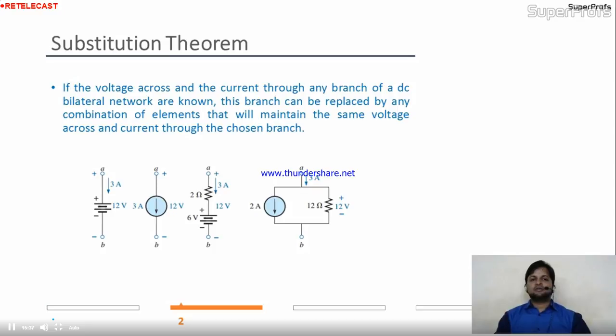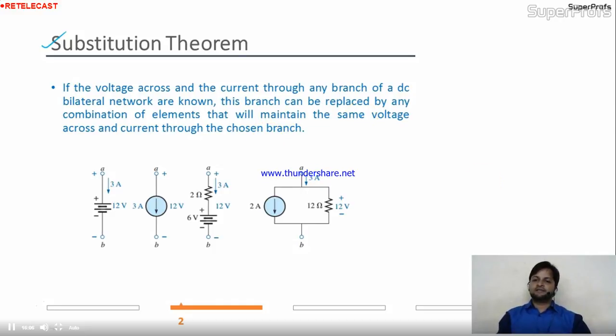Okay, come to the next one now, the substitution theorem. It's very easy. See what it says. It says, if the voltage across and the current through any branch of a DC bilateral network are known, this branch can be replaced by any combination of elements that will maintain the same voltage across and the current through the same chosen branch.